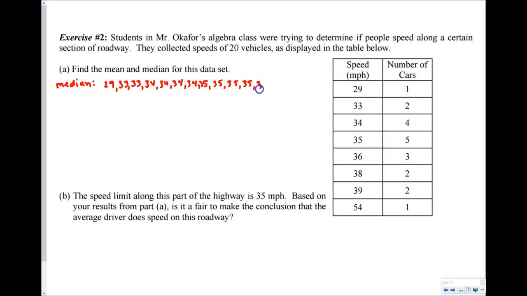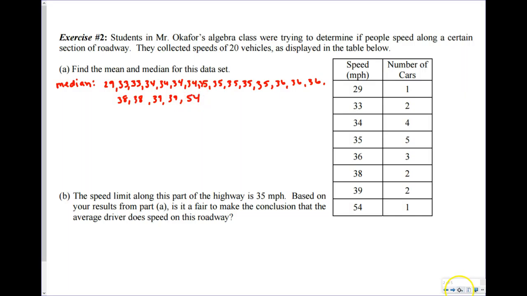So 5 went 35. There were 3 people going 36. There were 2 people going 38. And there were 2 people going 39. And there was 1 person really going fast at 54.